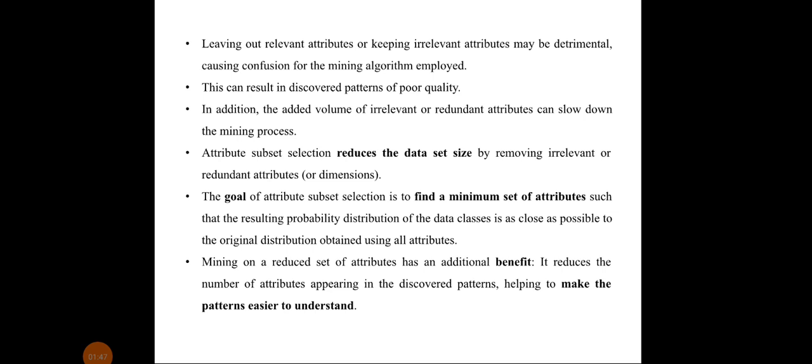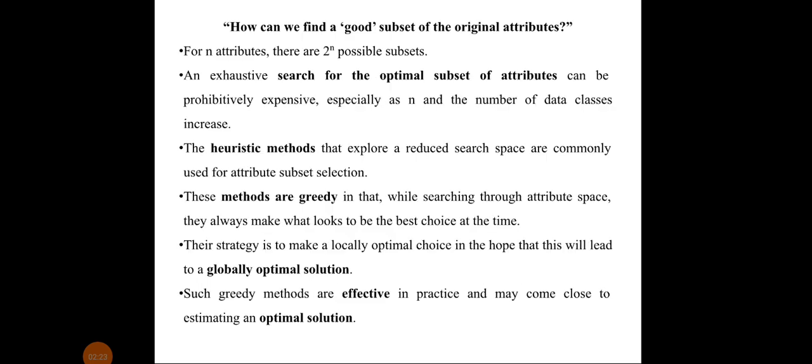Attribute subset selection reduces the data set size by removing irrelevant or redundant attributes, also called dimensions. The goal of attribute subset selection is to find a minimum set of attributes such that the resulting probability distribution of the data classes is as close as possible to the original distribution obtained using all attributes. Mining on a reduced set of attributes has an additional benefit. It reduces the number of attributes appearing in the discovered patterns, helping to make the patterns easier to understand.